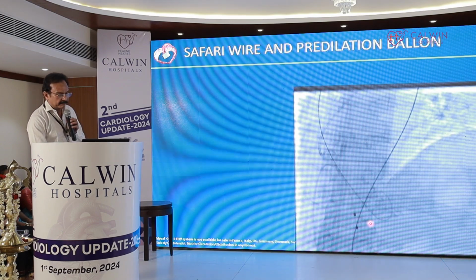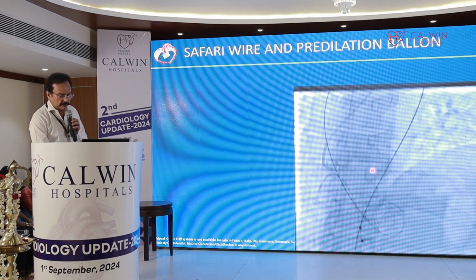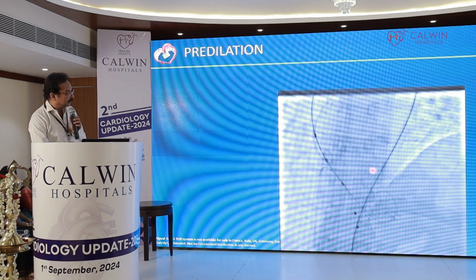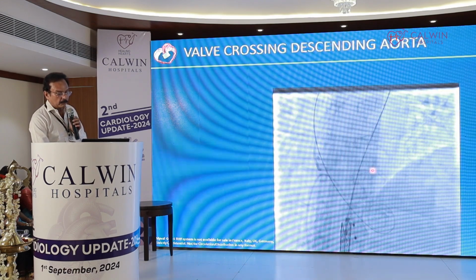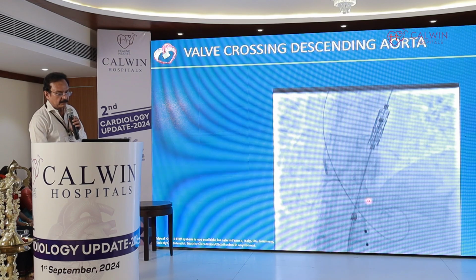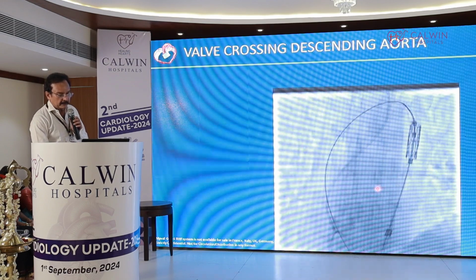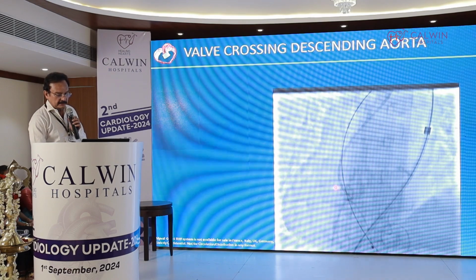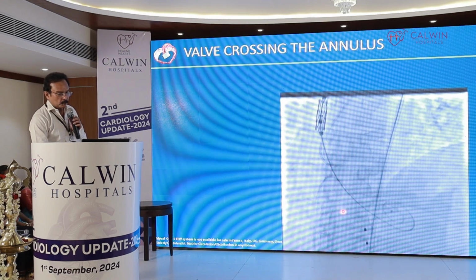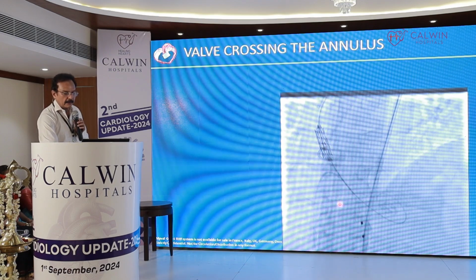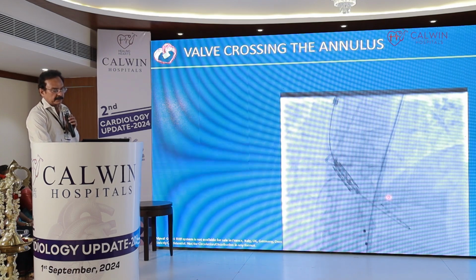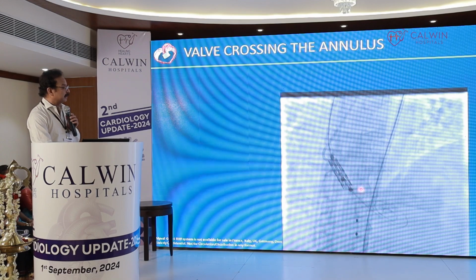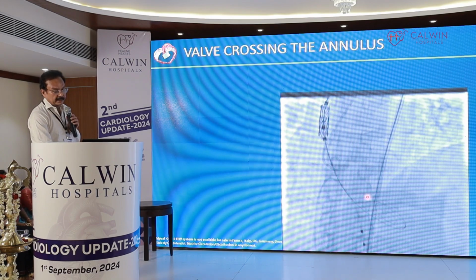And we change it to Safari wire, more hard wire to support the valve, and we pre-dilate this valve with a balloon. And once it is pre-dilated, you see this is the valve going from the femoral artery into the aortic arch, and then we just keep it across the aortic valve here. So valve is going across the aortic valve now here, and it is getting positioned. So I am just positioning it across the aortic annulus.